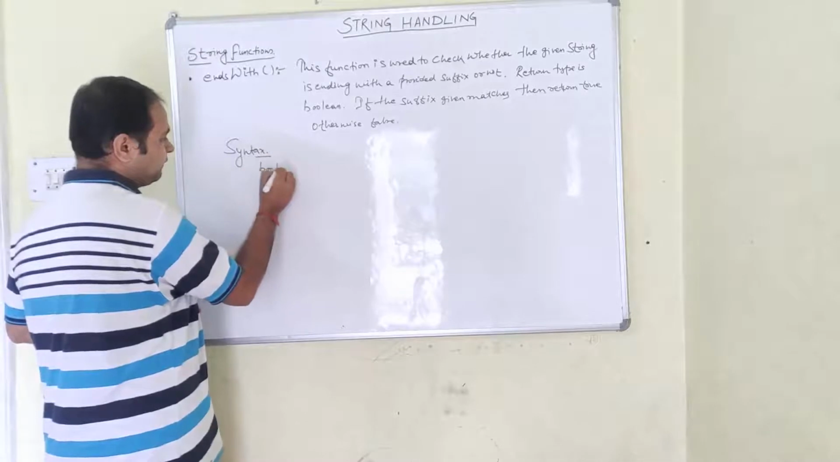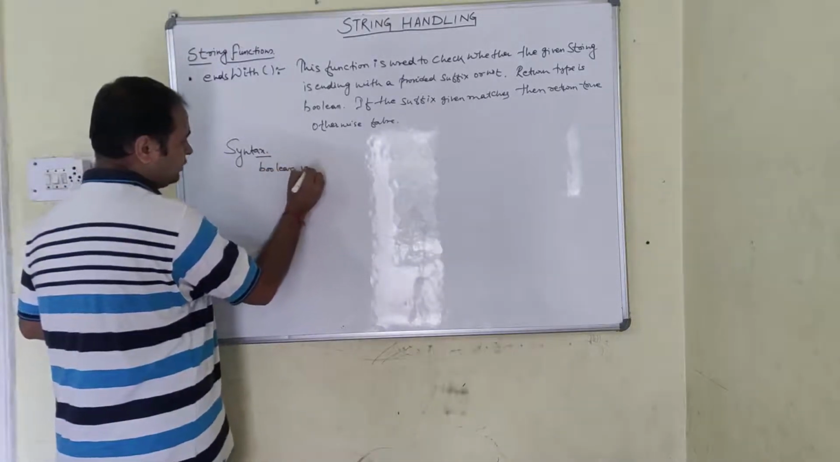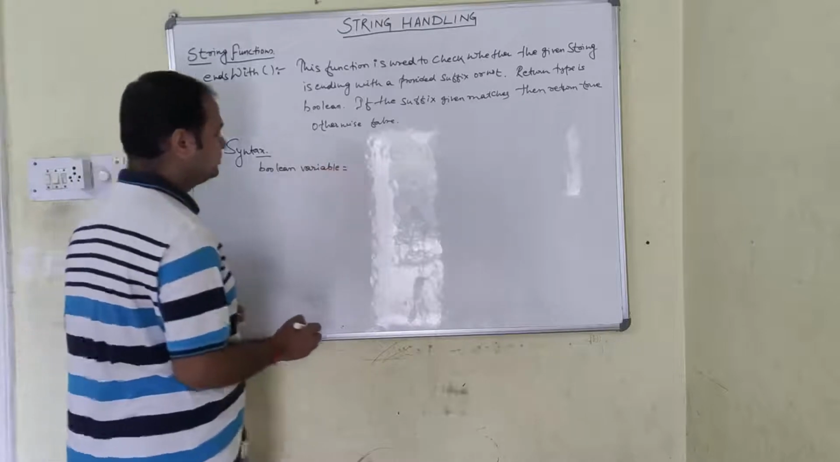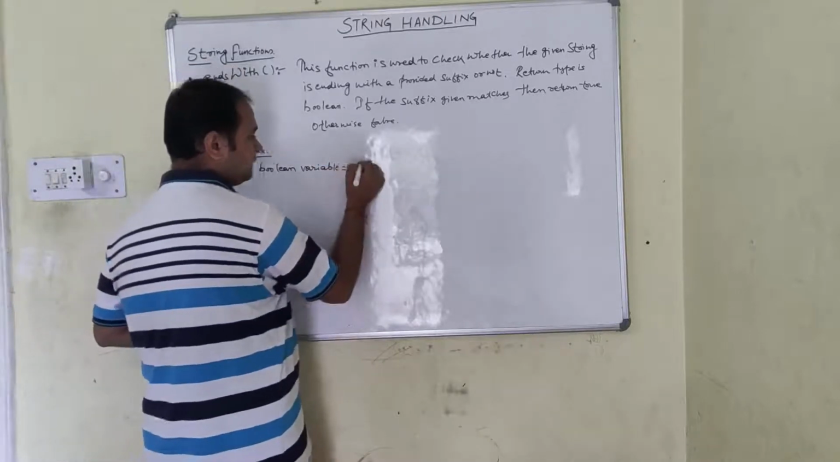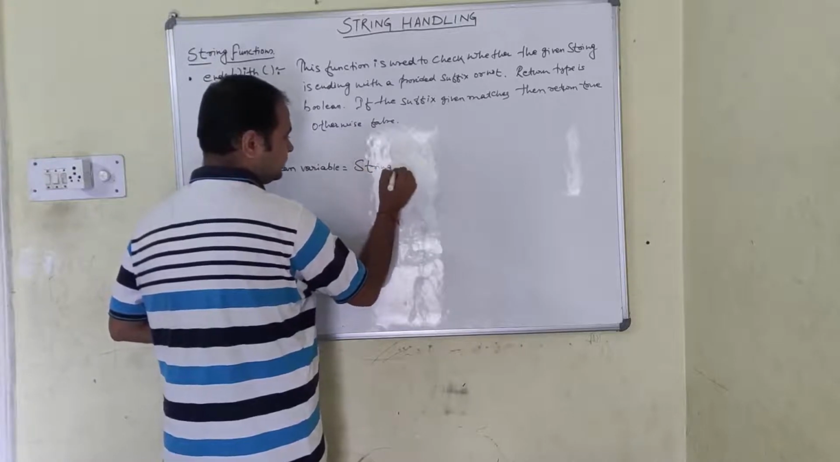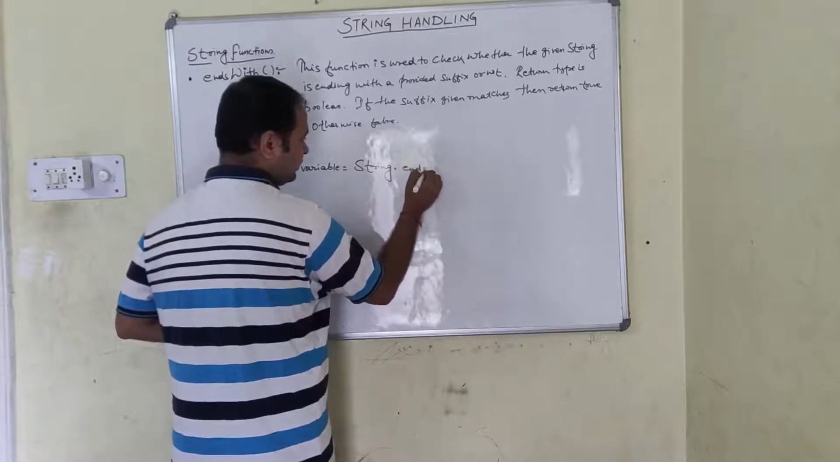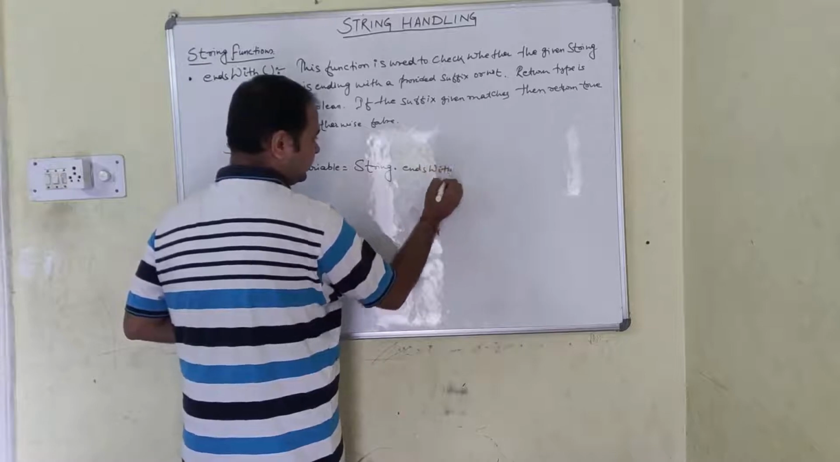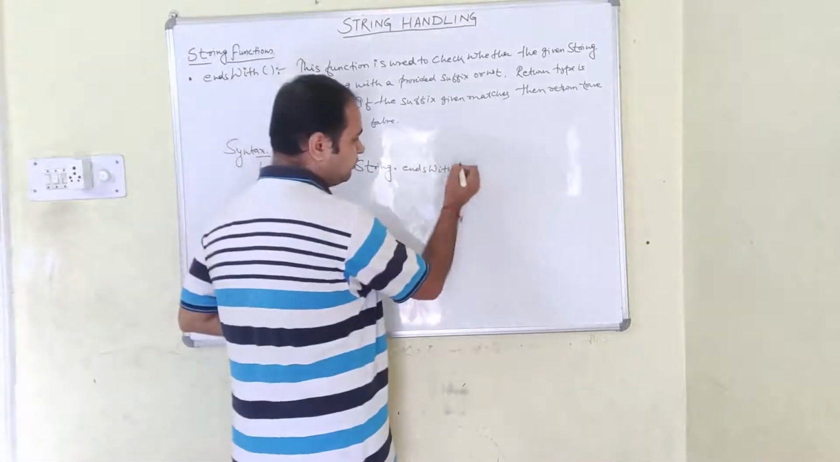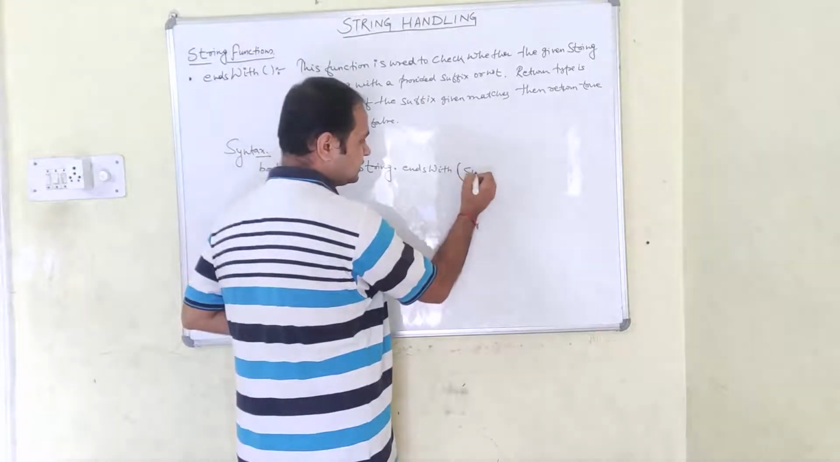boolean variable is equal to string dot endsWith, where W is the only capital letter. Then in the bracket we provide the suffix string.